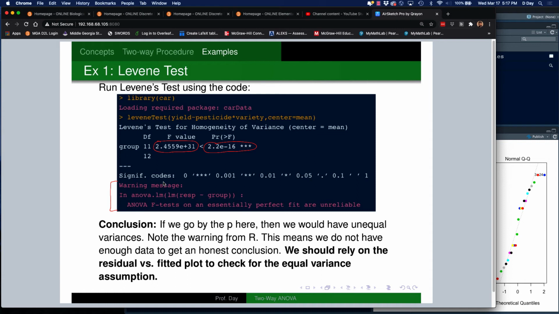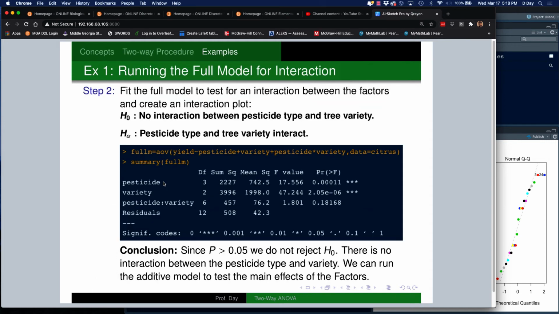So the conclusion here is, if we go by the p-value, then we'd say the variances are unequal. But with that warning message popping up below, we probably should take that in mind. It means we don't have enough data really to get an honest conclusion here, and therefore we will rely on the residual versus fitted plot. So I'm okay with this one. We'll move on. I'd like for the people who did this study to go back and get more data.